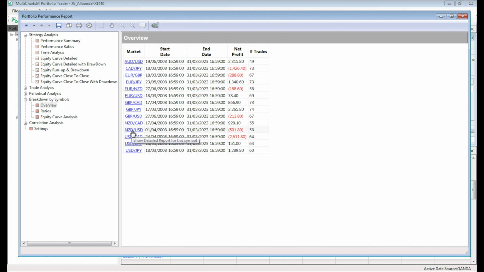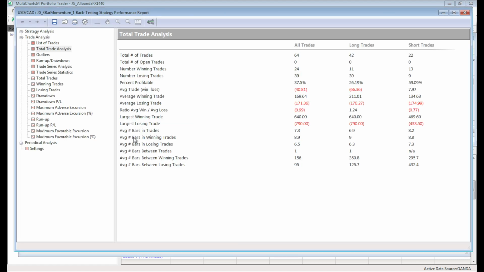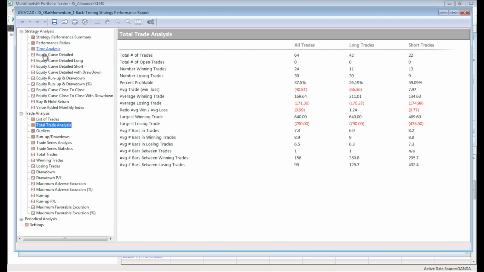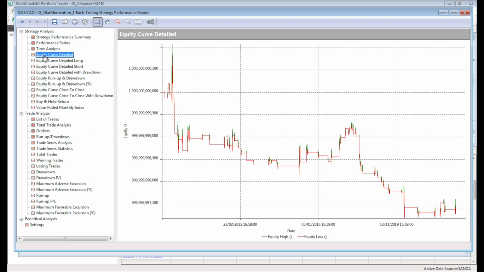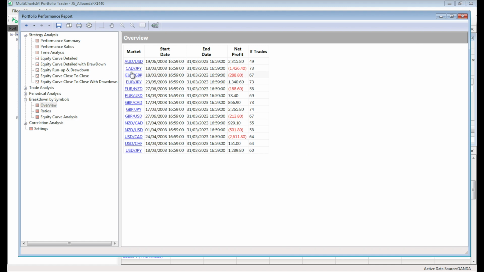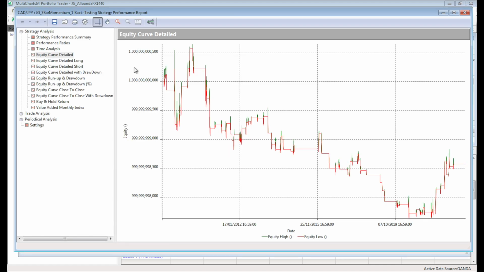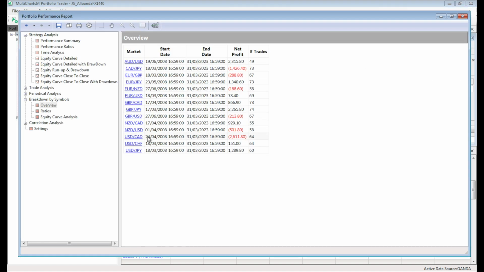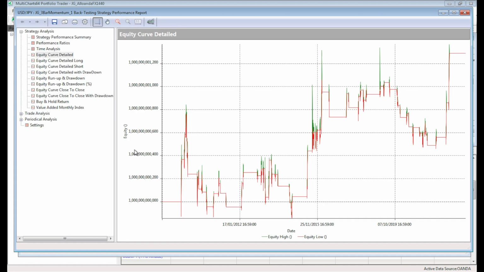New Zealand dollar, US dollar, not profitable. US dollar, Canadian dollar, definitely not profitable. Let's have a look at that. Yeah, really bad equity curve. In fact, let's have a look at Canadian, Japanese yen as well, because it's got a similar, very bad equity curve. US dollar, Swiss franc is barely profitable, and US dollar, Japanese yen is profitable with a not so good equity curve.